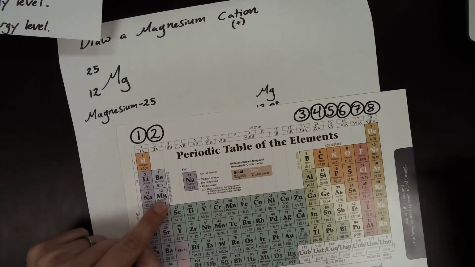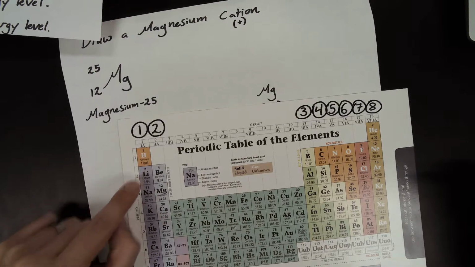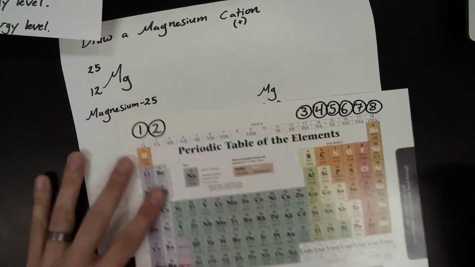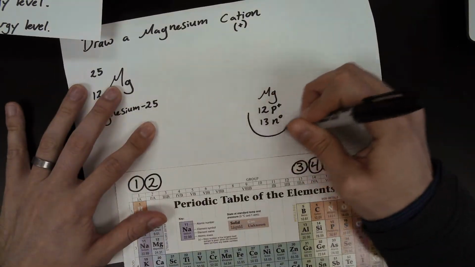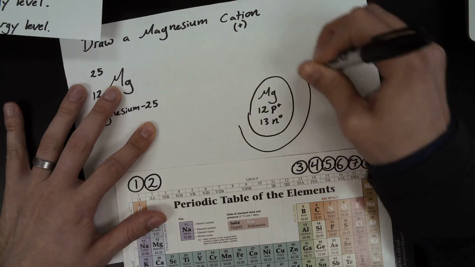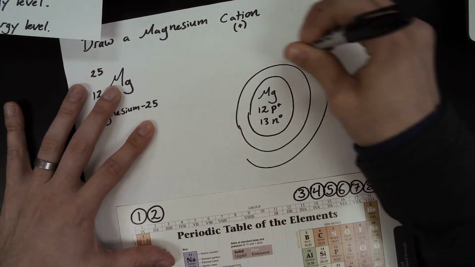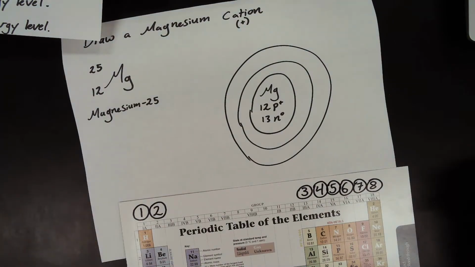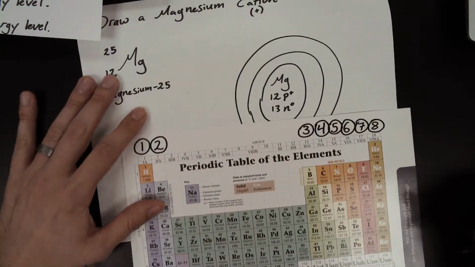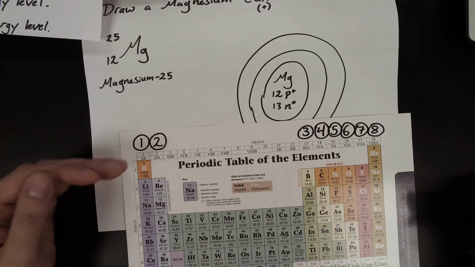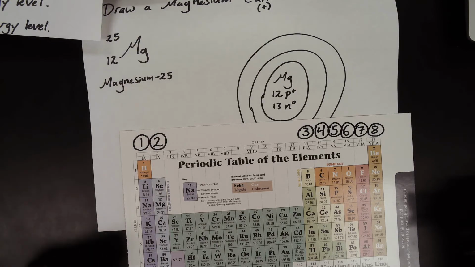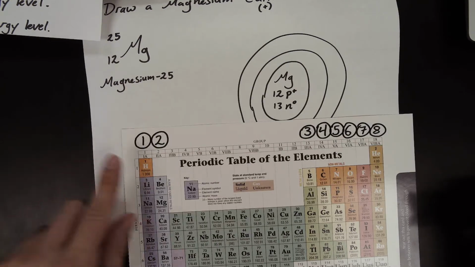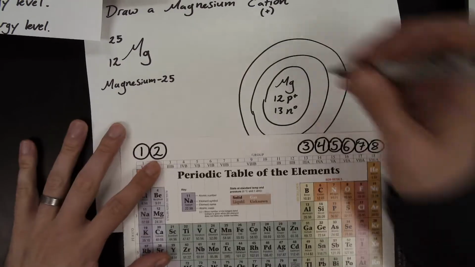Magnesium is right here. It's in period number 3. 1, 2, 3. Which means I have 3 energy levels. Okay, let's go ahead and fill those up by reading left to right, top to bottom on our periodic table. So starting at the top, 1, 2 electrons in the first energy level.